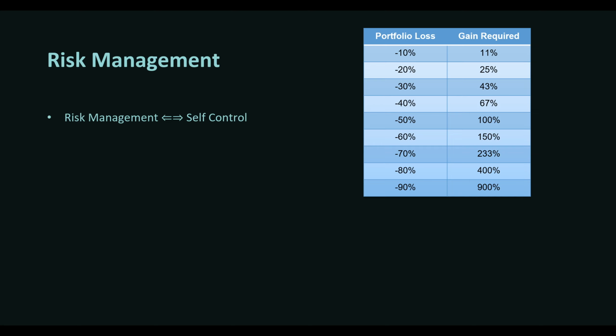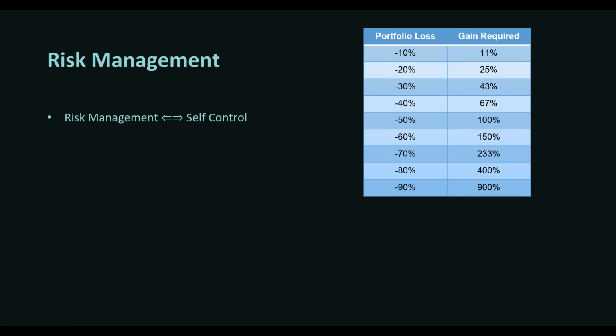Here is a quick table that just shows you the importance of risk management, right? This is portfolio loss on the left column and the gain required to make that loss back on the right column. So let's say you had $100 and you lost 10%, right? So you're down to $90. You have to make an 11% gain on $90. So 10% would only be $9. You're back to $99. You haven't broken even yet. So you have to make 11% just to get your $100 back. So you lose 10%, you've got to make 11% to break even.